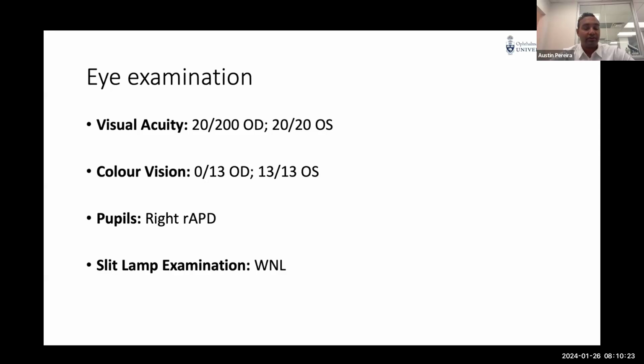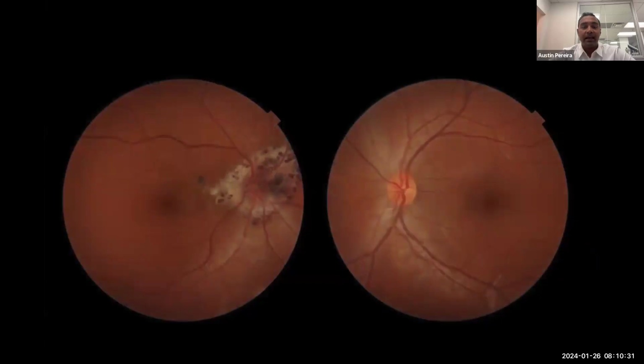She had no color vision in that right eye, and there was a relative afferent pupillary defect. Slit lamp examination was normal. And here we have bilateral fundus photos of the right and left eye. I'll let you all take these in.